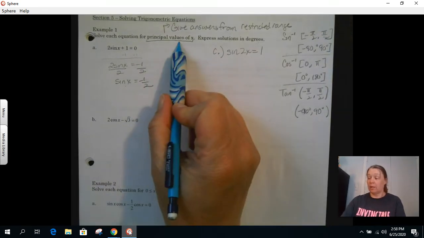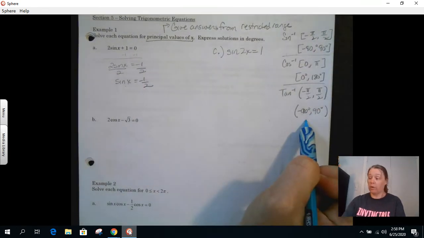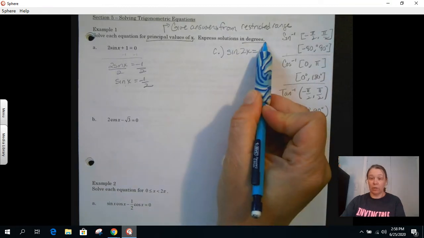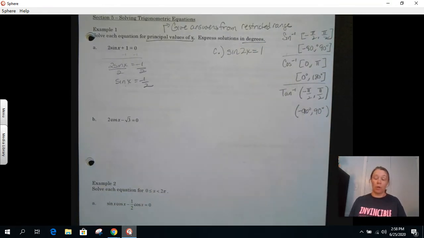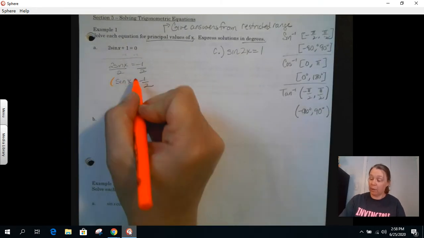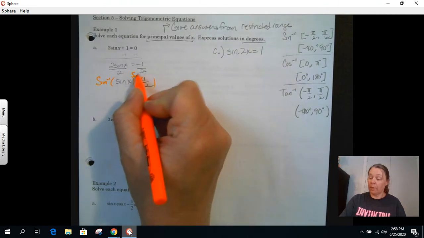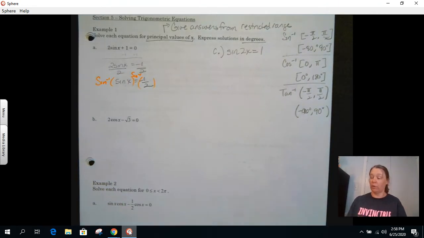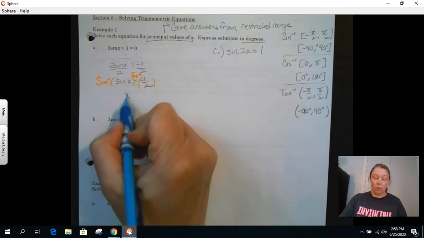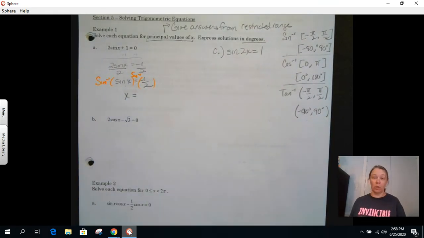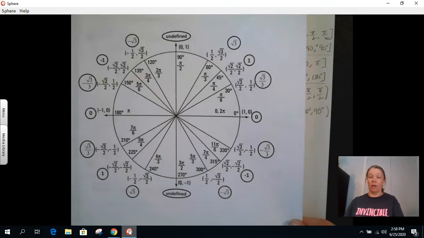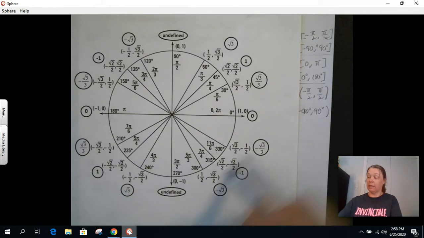Principal values means our answer has to fall in these intervals, and in this case, your answer needs to be in degrees. So what we're going to do is take the inverse sine of both sides, and I'm going to use that capital S when I do it, because that is going to help me to remember that I have to give my answer within that interval. So x is going to equal, we're going to look at our unit circle. Remember, when we're doing inverses, we're thinking at what angle is the sine negative 1/2, and it has to fall on the interval from negative 90 to 90.